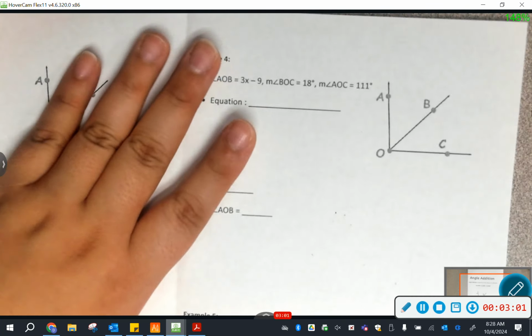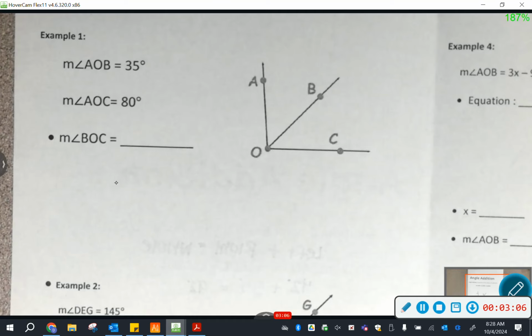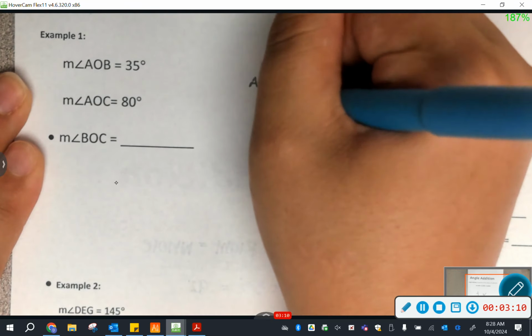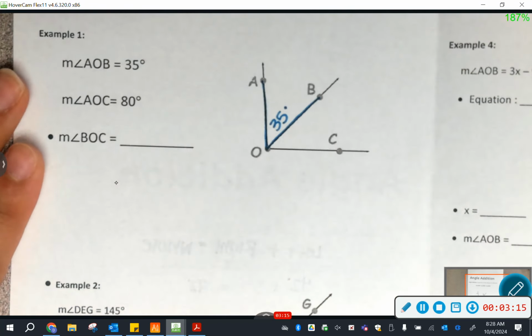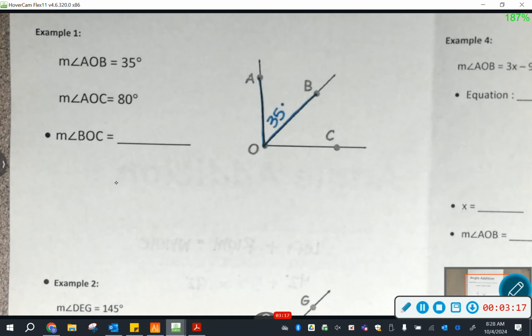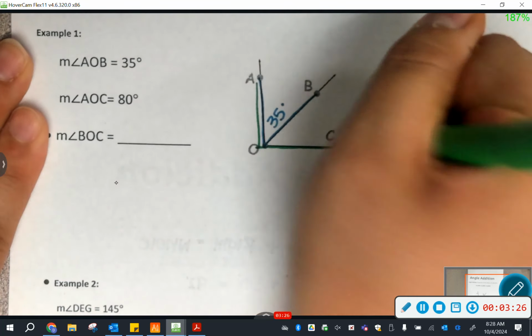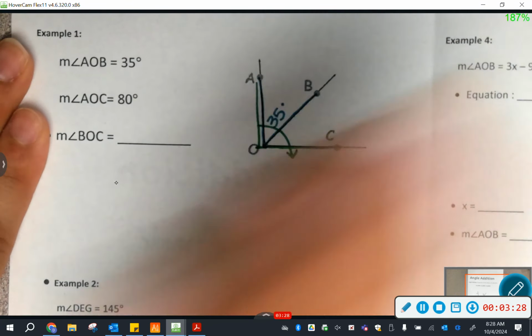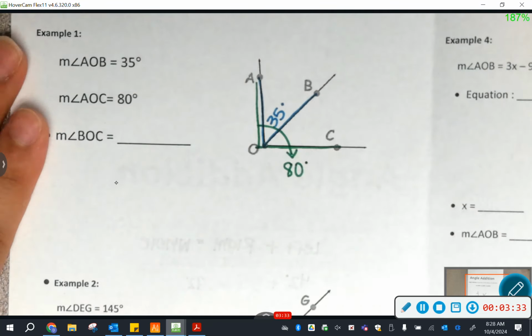The biggest mistake I see people make with this is they don't read the letters. So, AOB, you need to label what it's giving you. AOB is 35 degrees. Please label that. What is the next thing it gives me? Do you see how if you do not read carefully, you might have put that as the right? So the whole thing is 80.